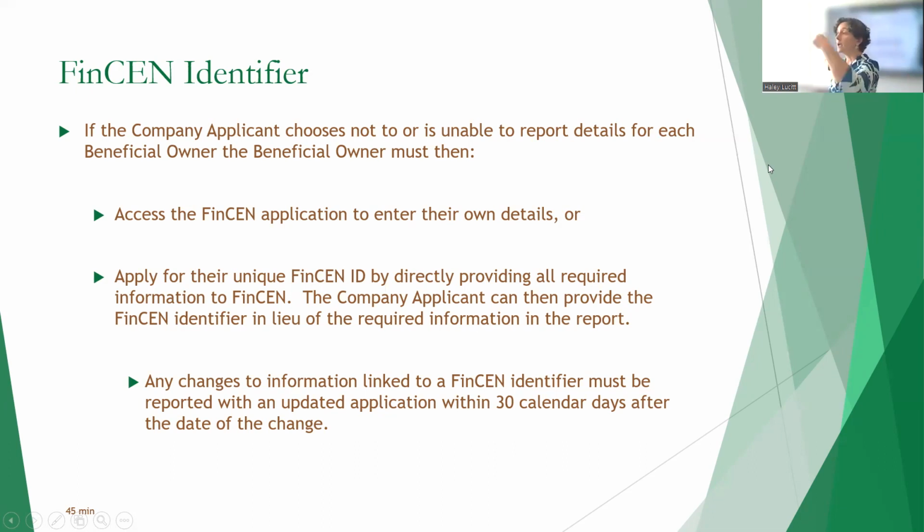Then they can give that ID number to the company applicant, who can then enter it into the company application, and FinCEN will match them up and have all that information that they need. If you have several beneficial owners in your company, this is probably an easier way to approach it. And that way it can work on people's own schedules and things like that.